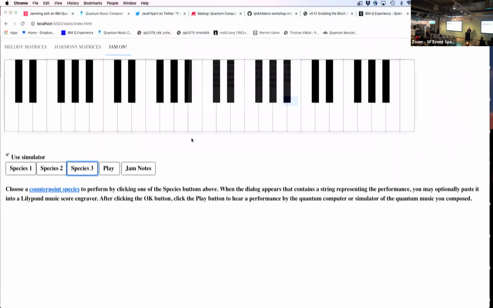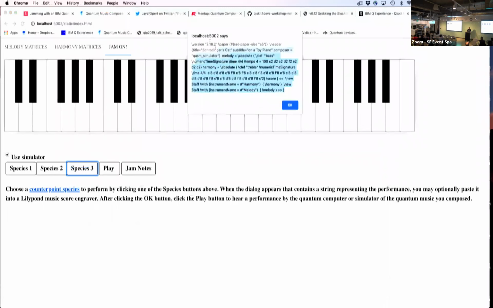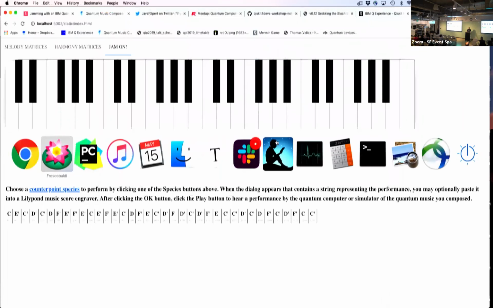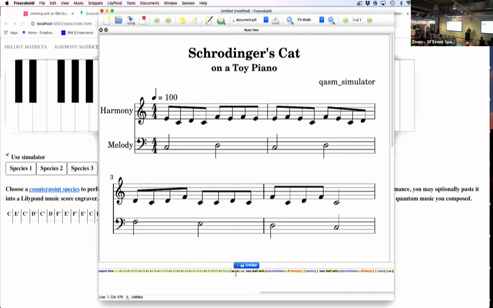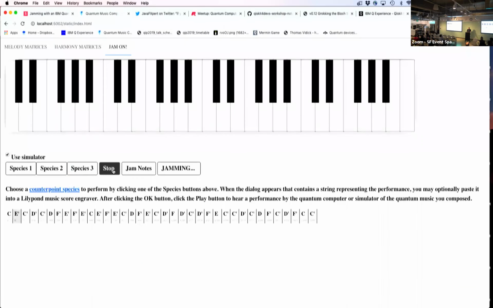So I'll go ahead and hit Species 3 again. Now you've all memorized that melody by now. And so you'll notice, in fact, you can see it here, that it will be different. Watch it very carefully. See, it's different, and it even sounds different.